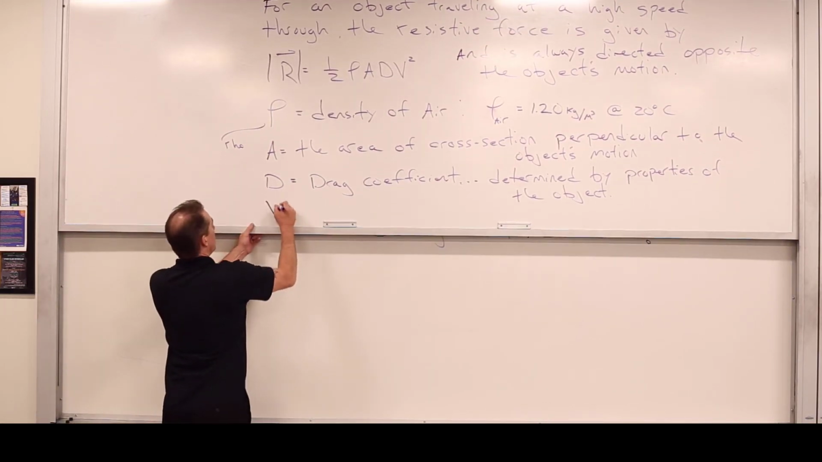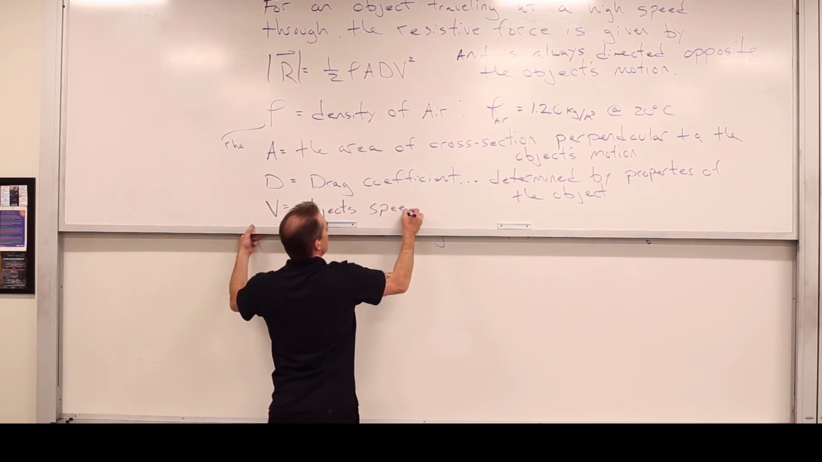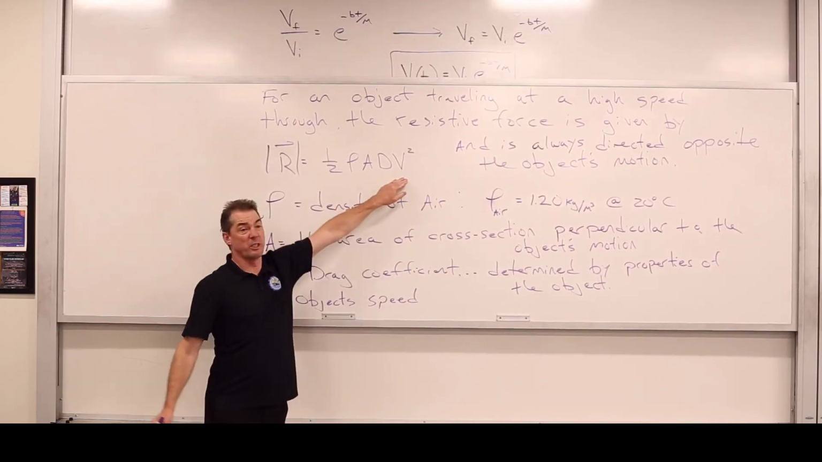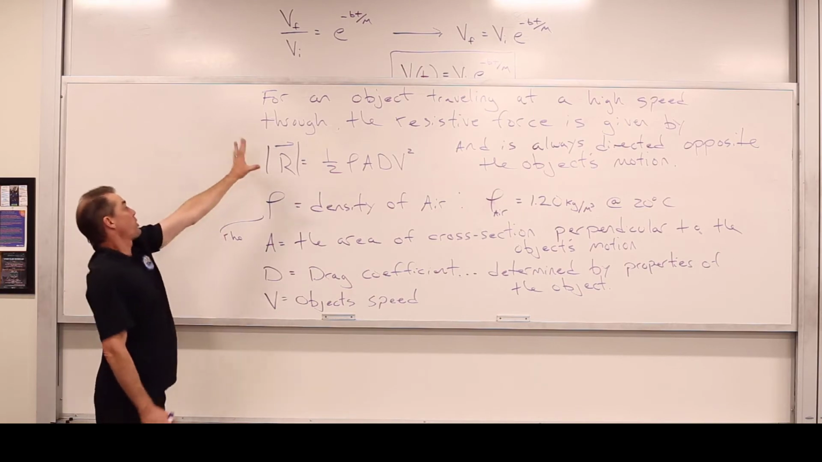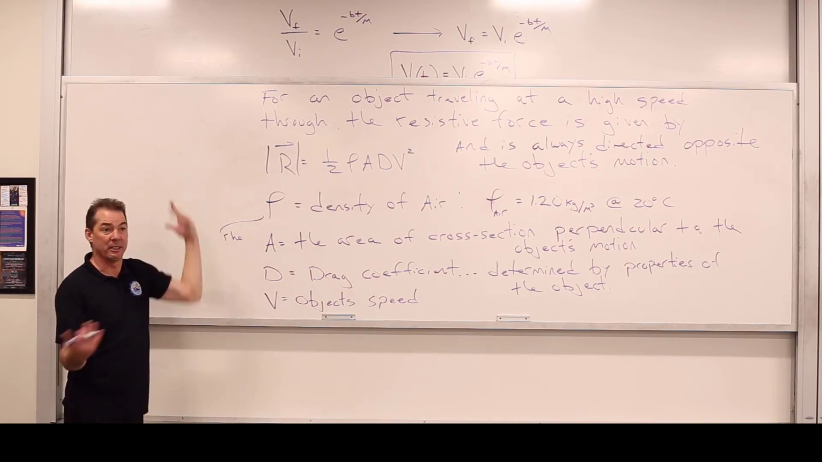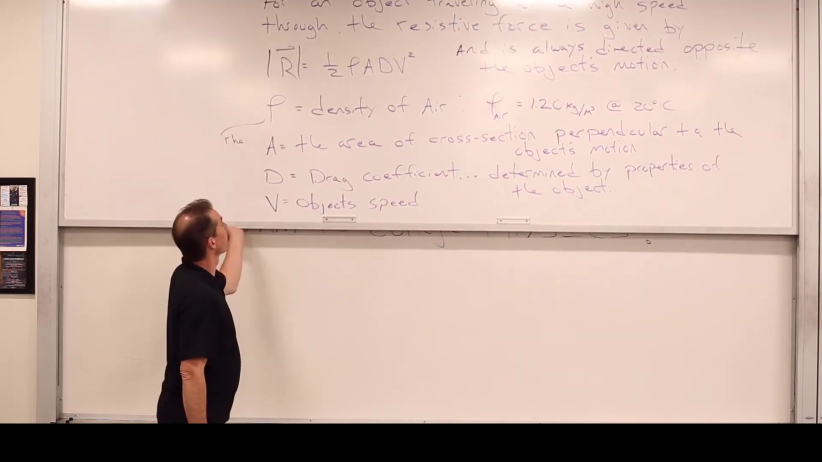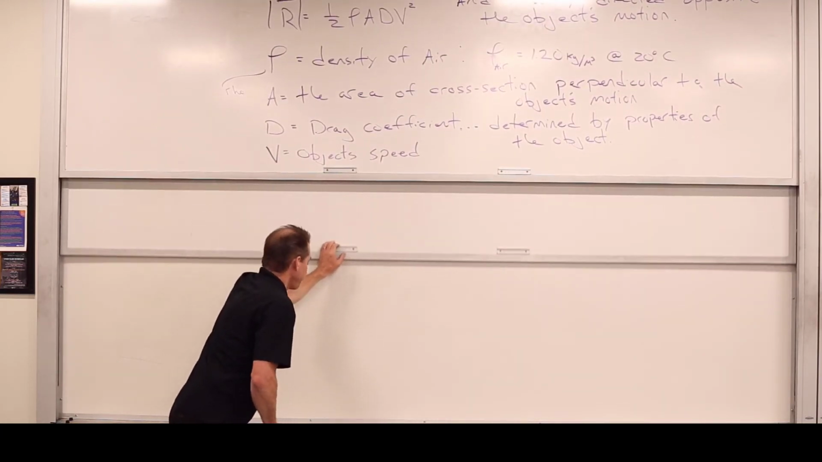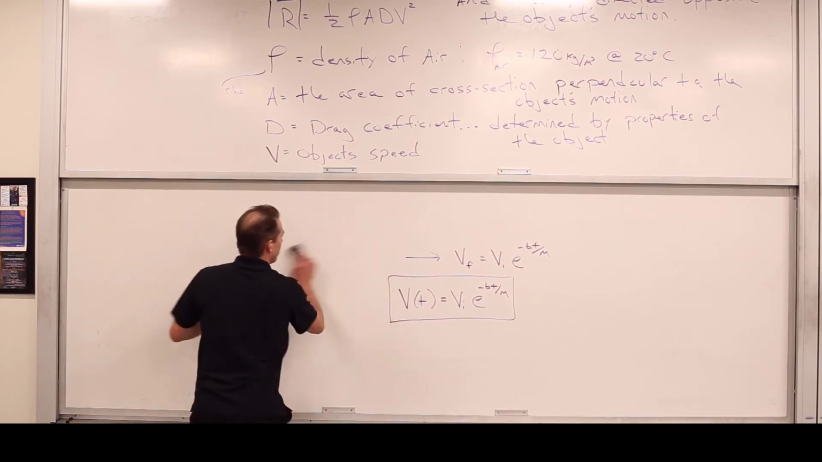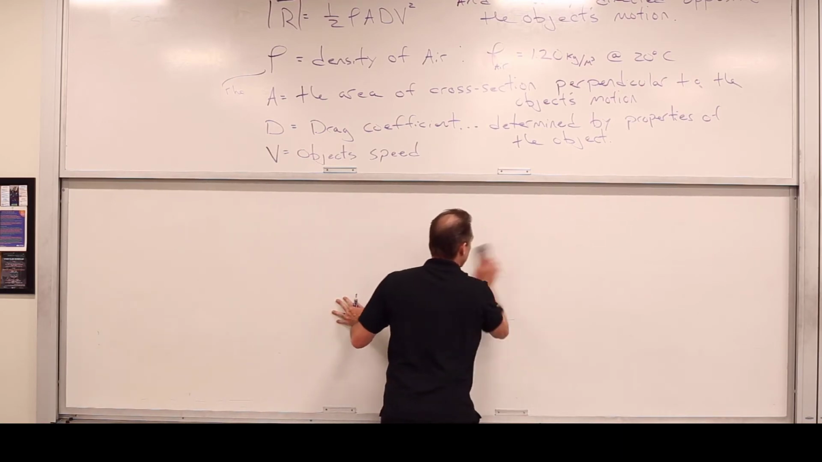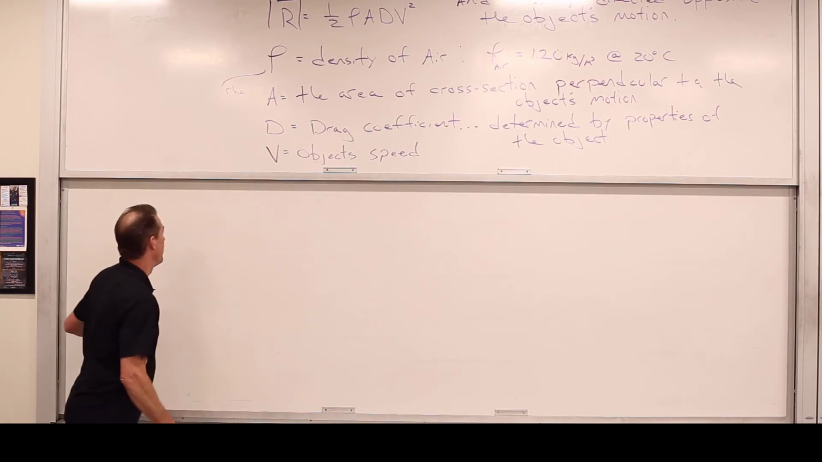And then v, the object's speed. What do we have? It goes as the speed squared. So the faster the object's moving, the much greater the resistive force is relative to when it's moving slower. So that's directly proportional to the velocity squared. So let's look at what we can do with this.